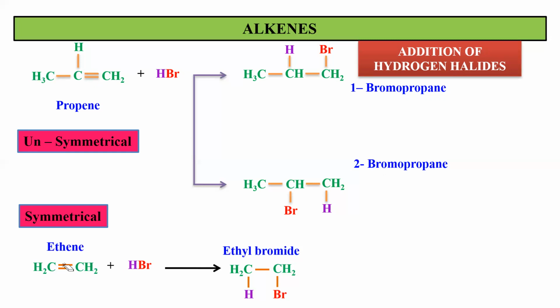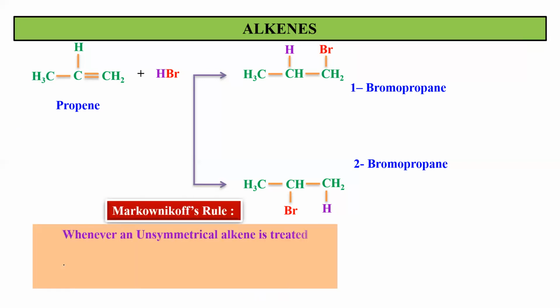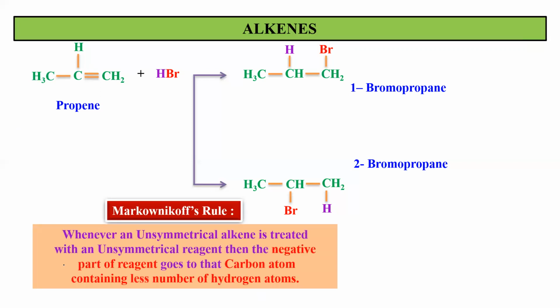Now, what does the Markovnikov rule say? It says that whenever you have an unsymmetrical alkene which is treated with an unsymmetrical reagent, then the negative part of the reagent goes to that carbon atom which contains less number of hydrogens. Let's read the statement once again and then we'll proceed with the meaning. It says that whenever an unsymmetrical alkene is treated with an unsymmetrical reagent, the negative part of the reagent goes to that carbon atom which contains less number of hydrogen atoms.